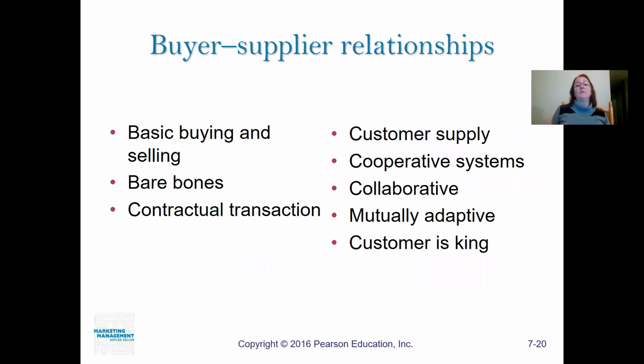So that buyer-supplier relationship could be very elaborate, or it could be quite bare bones. It really depends on the complexity of the purchase, complexity of the product, and the availability of the product on the market as well. But just like in the consumer market, the customer is king. You want to treat the customer as well as you can and keep that relationship built up very strong.